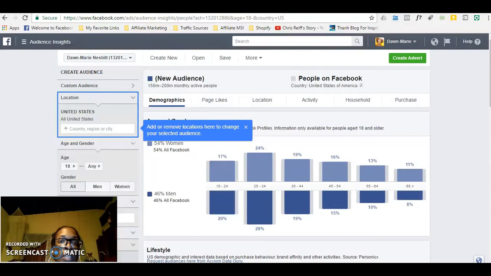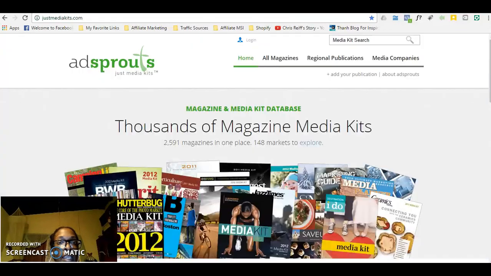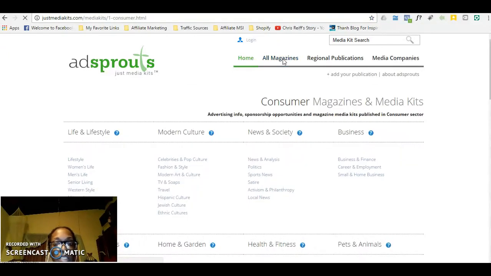So when I'm doing my research on Facebook for my audience, I usually start with a website called Just Media Kits. Now you can easily find different magazines that speak about a certain topic, but I usually start with Just Media Kits, and it's a place where it shows different type of magazines in different niches. So if we go to all magazines, and let's just take a niche, let's see what they have to offer here.